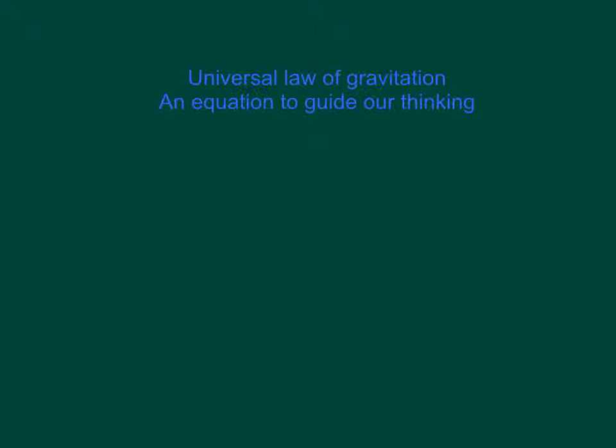So, what is the universal law of gravitation? The universal law of gravitation says that the force of gravity is equal to our universal constant, and it is directly proportional to the product of the masses divided by the distance between those masses squared.